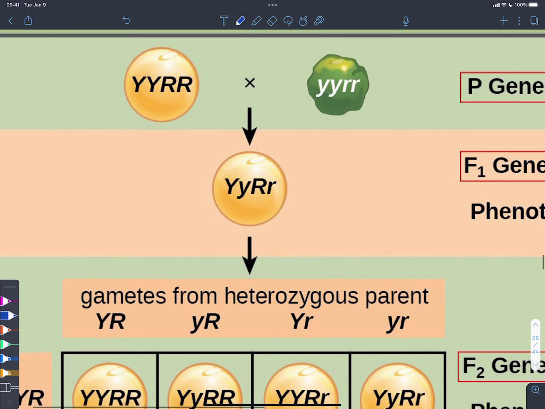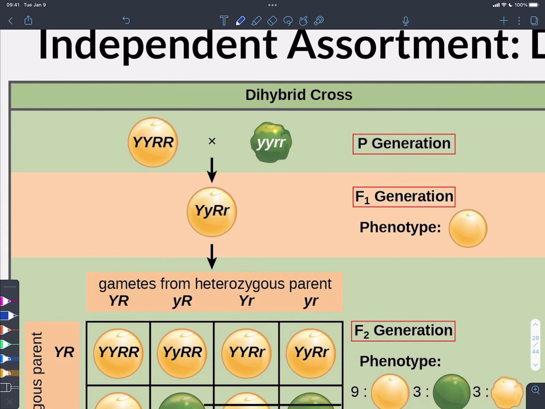And all of the offspring that are produced in the F1 generation are all yellow and round, as they should be because they're all heterozygous, so they'll show the dominant traits.